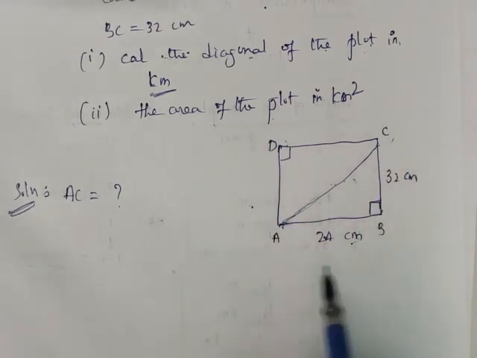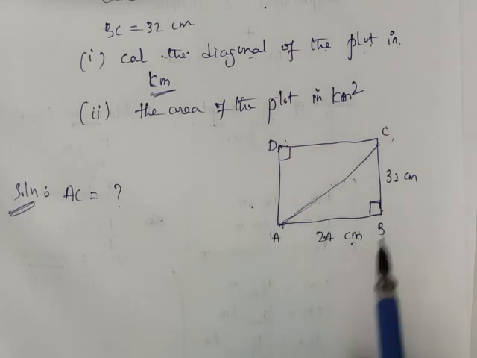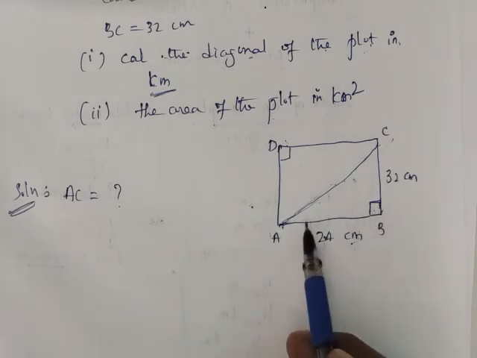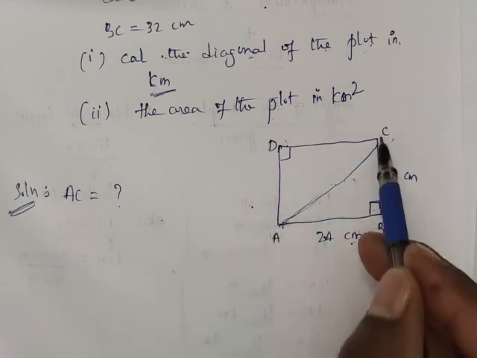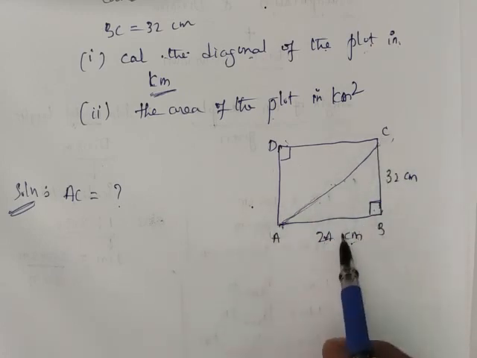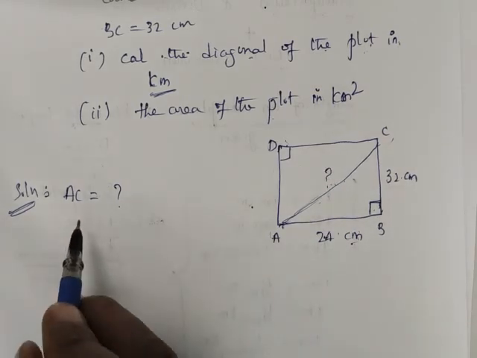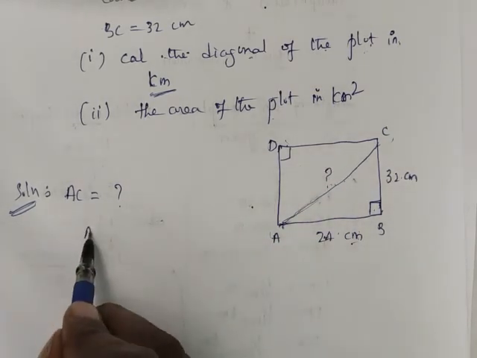All four vertices have 90 degrees because it is a rectangle. Once we have 90 degrees at B, this becomes a right-angled triangle. In that right-angled triangle, 24 and 32 are given. We find the diagonal by the Pythagoras theorem. We will use the Pythagoras theorem.